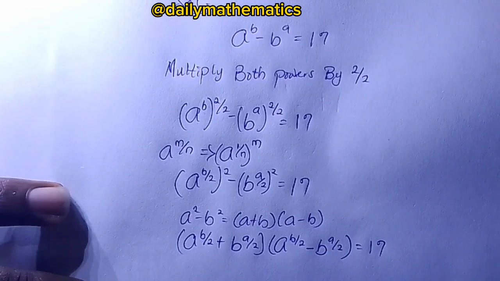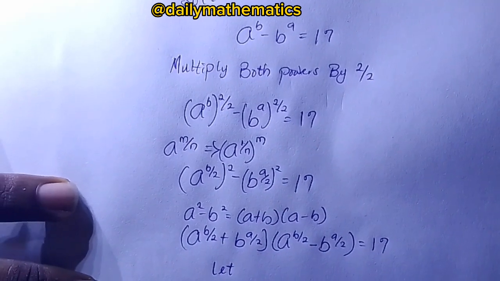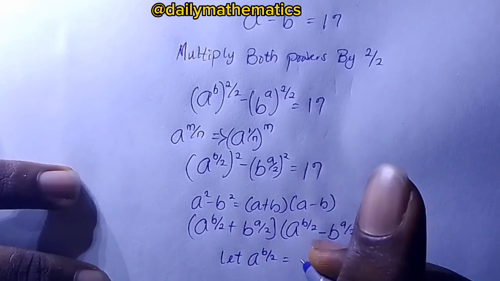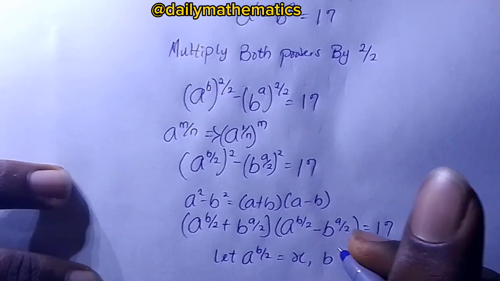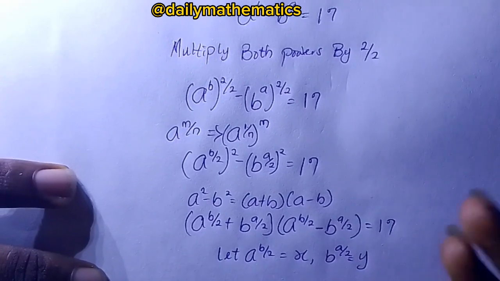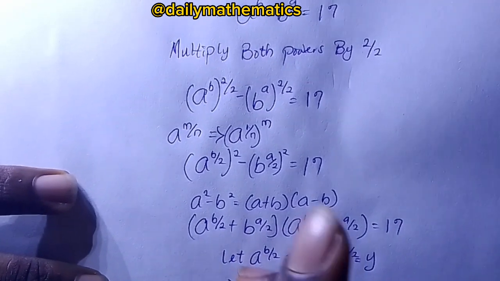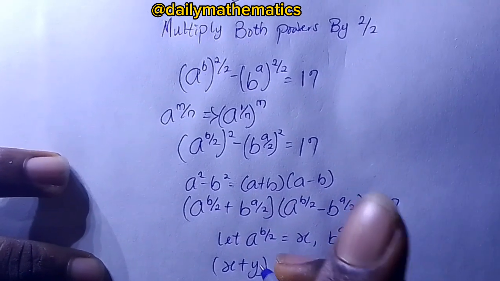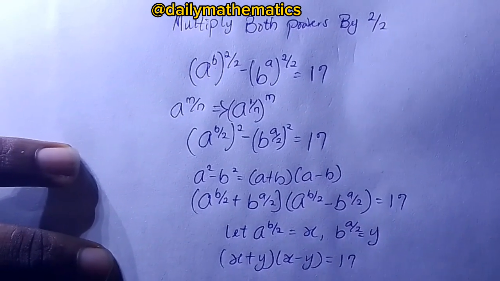Yes. So from here, to avoid the complication of the letters, we can say let a raised to the power of b over 2 equal x, and let b raised to the power of a over 2 equal y, right? So from here we have x plus y, right? And from here we have x minus y equals 17.